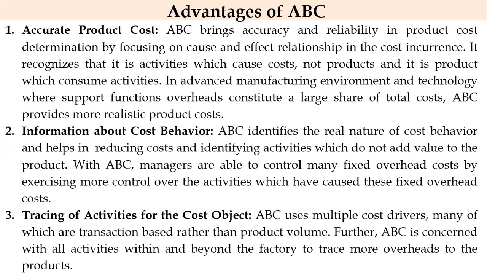So, as I said earlier in my last classes, the ABC not only traces out the costs of manufacturing, it also traces out the cost of non-manufacturing activities. So, by tracing the activities of manufacturing as well as non-manufacturing activities, the original cost will be traced out, and then we can check whether real cause and effect is being applied or not.